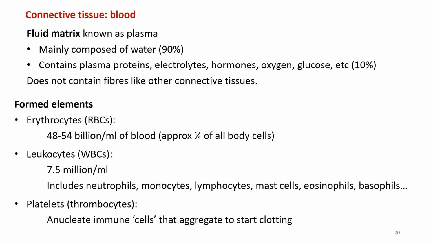Leukocytes, again, we'll come back to this in immunology, but it includes neutrophils, monocytes, lymphocytes, also the granulocytes, known as mast cells, eosinophils, basophils, that sort of thing. They're all white cells, leukocytes. Platelets, although they're called thrombocytes, they're not really technically cells. They're cell fragments, really, because they're anucleate. They don't have a nucleus. And they are really the cell fragments that then aggregate to start off the clotting process.